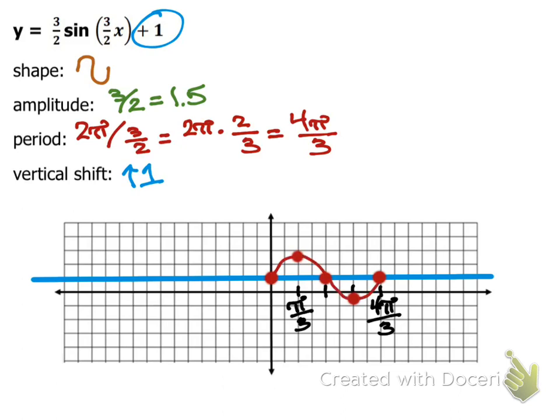I hope you found this helpful and you understand the pattern. This will also help you graph tangent, cotangent, secant, and cosecant. Good luck.